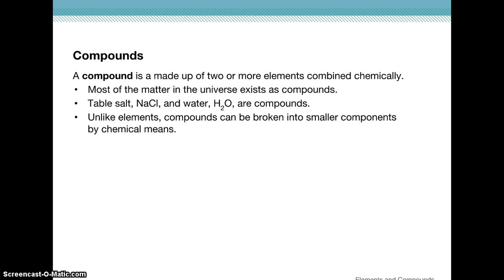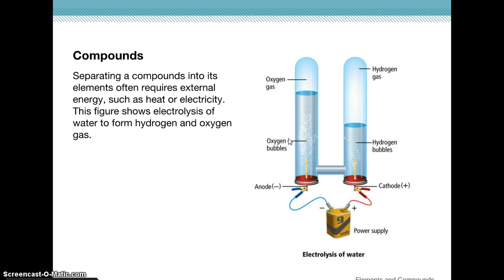So in water, water is a pure substance. It is a compound, but it contains hydrogen and oxygen, and those two elements can be separated from each other through chemical means. And generally, when you're separating compounds, you have to put in some kind of external energy, like heat or electricity. So, for example, if you want to separate the hydrogen and oxygen in water, you can't just heat it up. That just boils the water. You have to actually add electricity to it. And when electricity is added to water, the hydrogen and the oxygen will separate from each other, as you can see in this diagram.